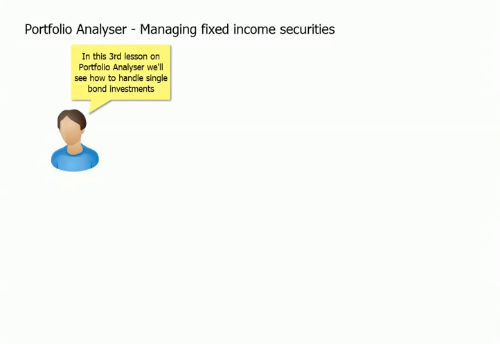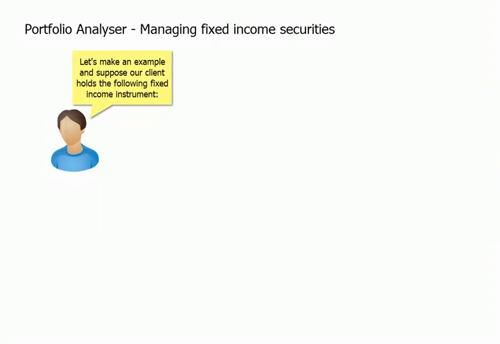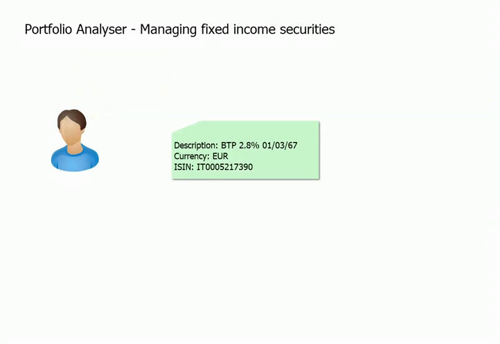In this third lesson on Portfolio Analyzer, we will see how to handle single bond investments. Efficient Frontier can handle any bond listed in any of the following markets: EuroMOT, Berlin Exchange and EuroTLX. Let's make an example and suppose our client holds the following fixed income instrument. This is a BTP, an Italian Treasury bond, due on 2067.